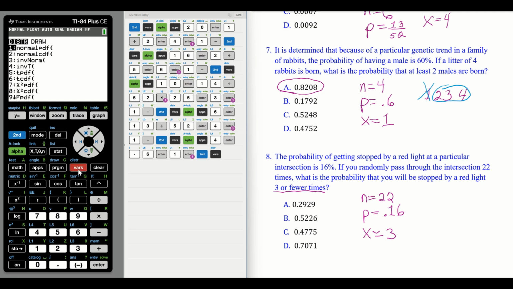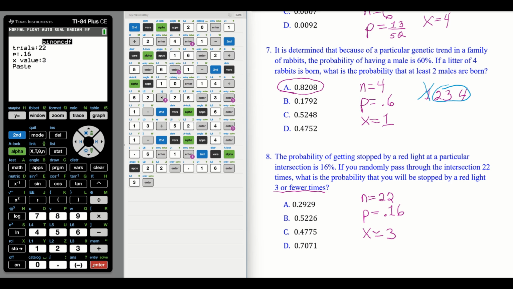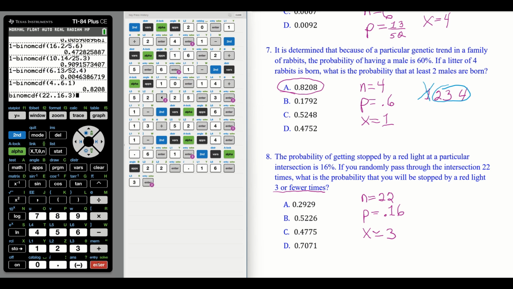Okay, second, vars, binomcdf, and N is 22. Enter. Probability 0.16. Enter. 3. Enter. Enter. Enter again. Okay. B. B is our option.